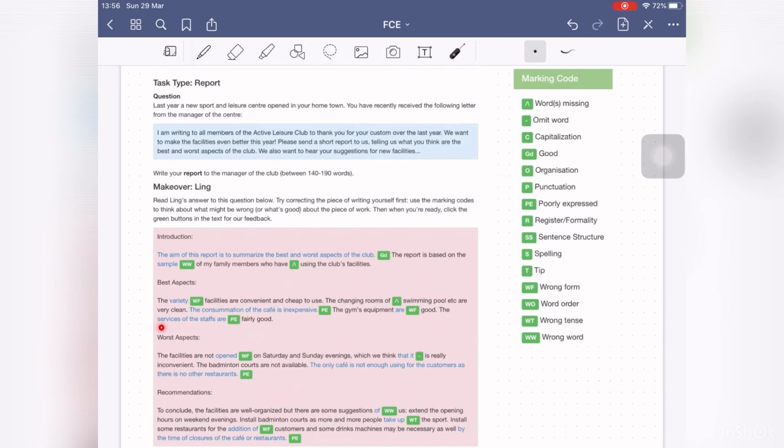These are the body of the report. Okay, and we have, as you can see, a heading for each of the paragraphs. Now, in this heading, it says best aspects. That means that all of this paragraph is going to summarize what is the best the sports center has to offer. After that, it also mentions the worst aspects. Again, it is just 1 paragraph and it is not very long.